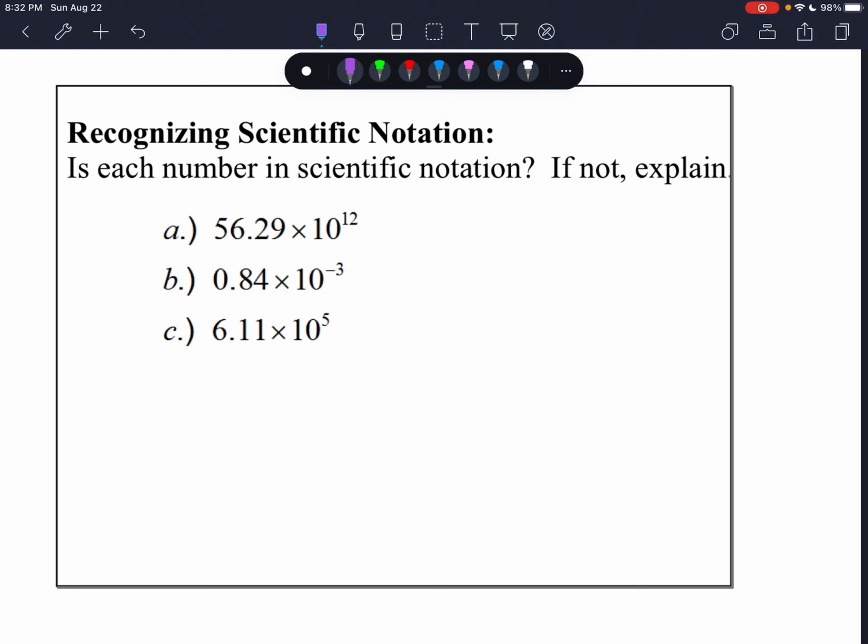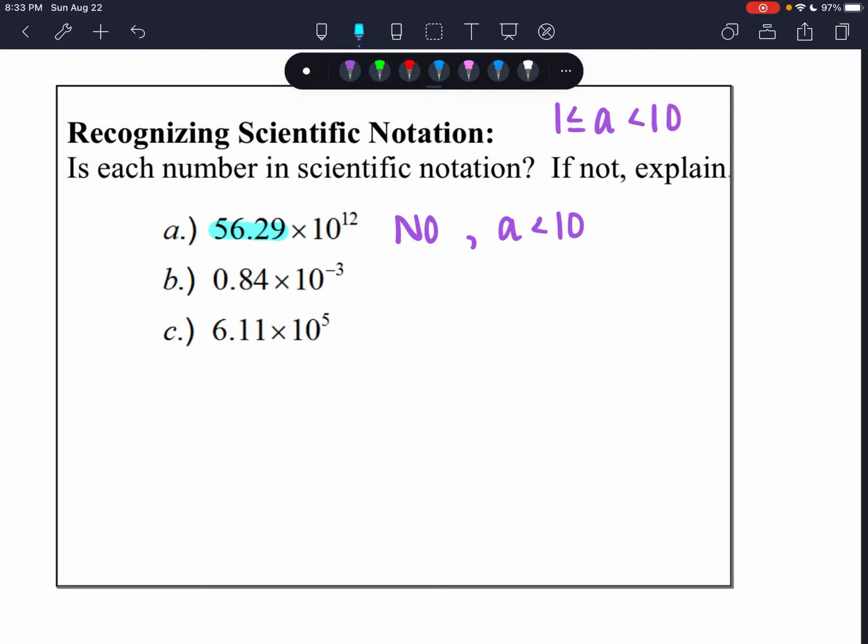Our first example is 56.29 times 10 to the 12th. Is it in scientific notation? Well, first of all, I need to make sure that my a value is greater than or equal to 1 and less than 10. So my a value is this number here. 56.29 is greater than or equal to 1. However, it is not less than 10. So this is a big fat no, not scientific notation, because a is not less than 10.